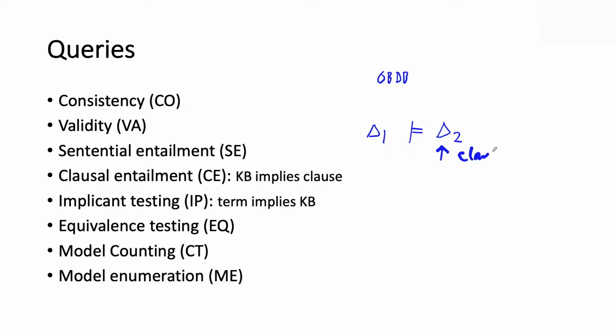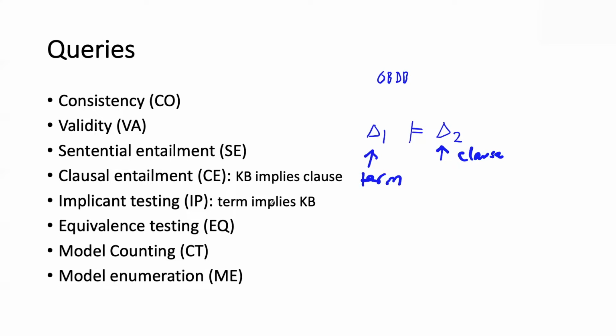So we're not putting an arbitrary circuit. We're saying whether a circuit implies a clause, which ends up being causal entailment. It's a simpler version of the general entailment test. And here I will put a term instead of a circuit. So I'm asking, does a term imply a circuit? And that's this one here.